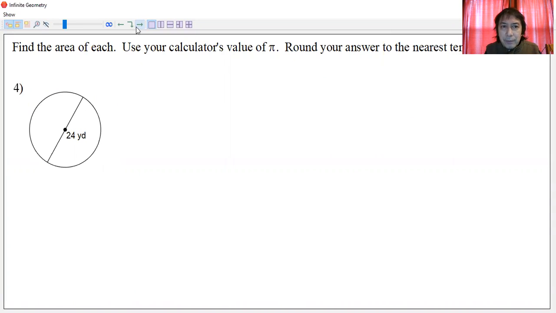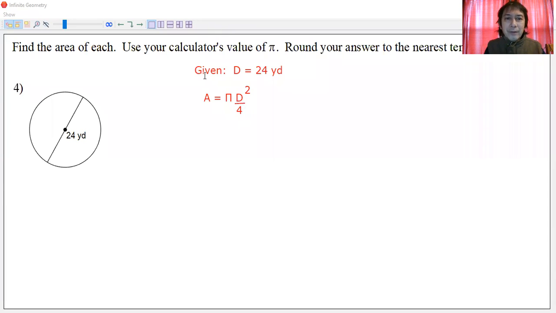Find the area. Use the calculator's value for pi. Round your answer to the nearest tenth. For number 4, again, we have a given diameter. So our given data here is a diameter equivalent to 24 yards. Of course, when the diameter is given, to find the area, we have a different formula. It will be pi d squared over 4. So we have a 4 down there and a squared over here, and a divide here.